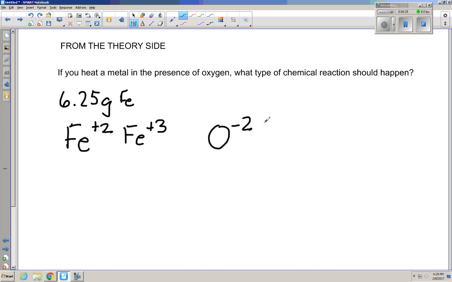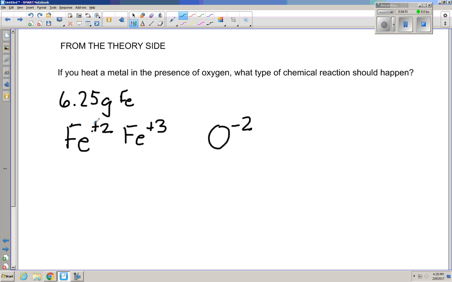Don't let me catch you saying oxygen atoms are -2. Oxygen becomes a -2 if it takes 2 electrons. What type of combinations of formulas could you get from this material? If you started with 6.25 grams of iron and you heated it, what type of thing could you get from it? Well, most people are going to look at this and say +2, -2.